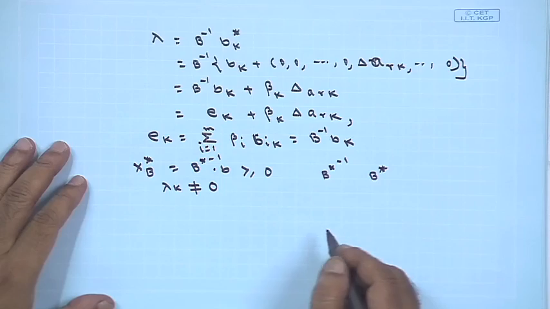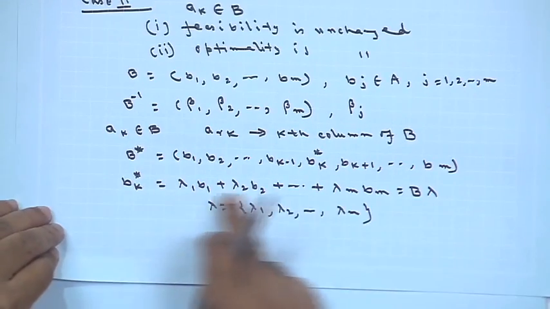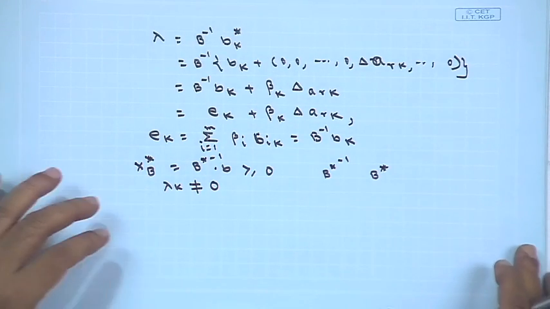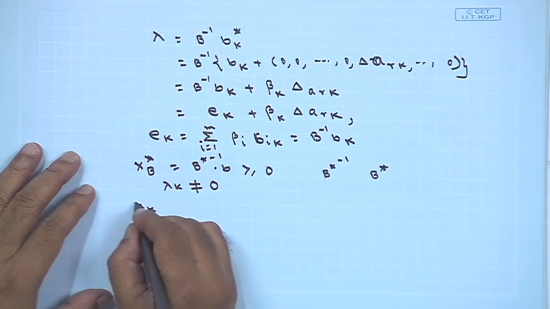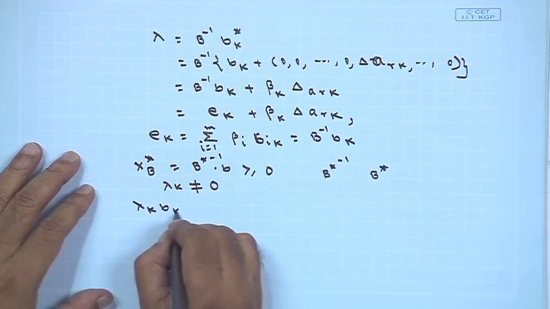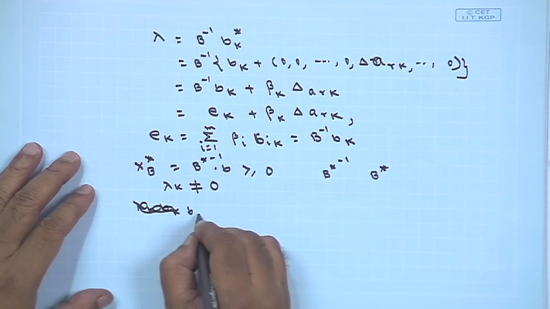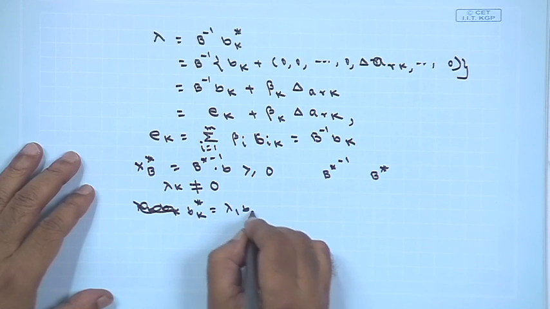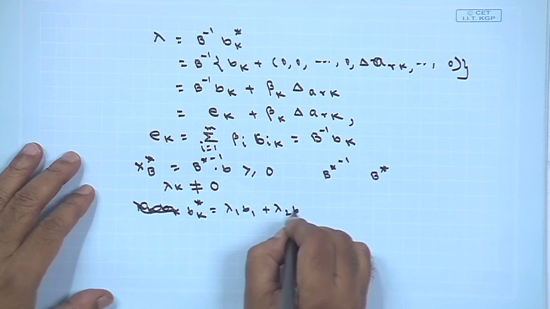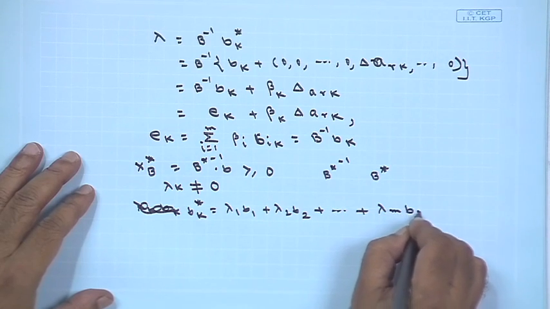Now, from the earlier one, that is from B k star equals B lambda, from here you can write lambda k into B k. Sorry, before that, B k star is equal to lambda 1 B 1, lambda 2 B 2, like this way, lambda m into B m.